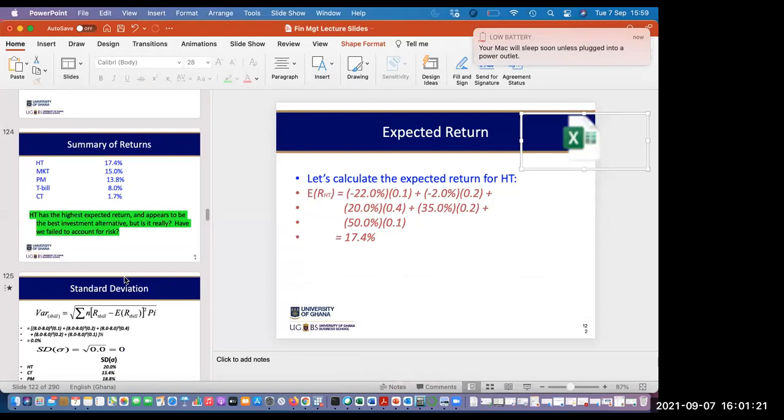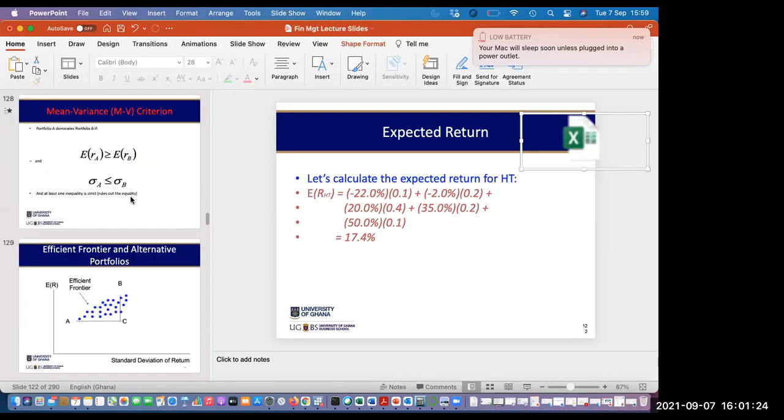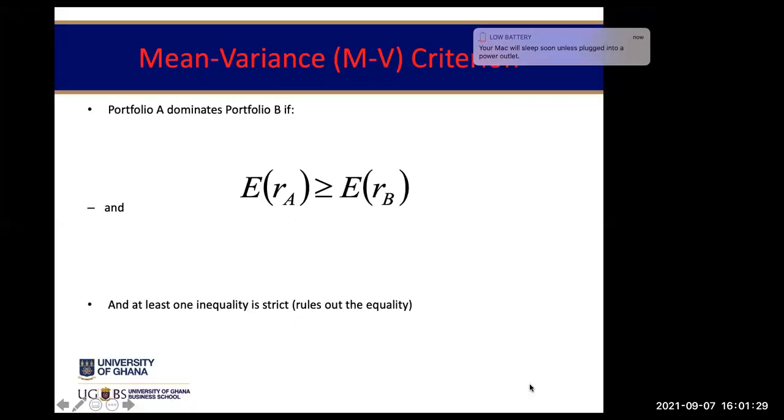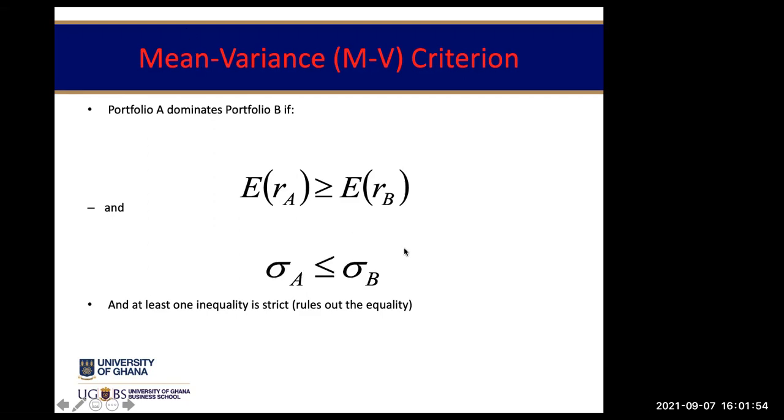So let's go to portfolio theory very quickly. Portfolio theory is how do we construct an efficient portfolio? Basically, we are saying that the portfolio is efficient when the return of asset A is greater than or equal to the return of asset B, and the risk. So remember that the standard deviation is the risk. The standard deviation of asset A is less than the standard deviation of asset B.